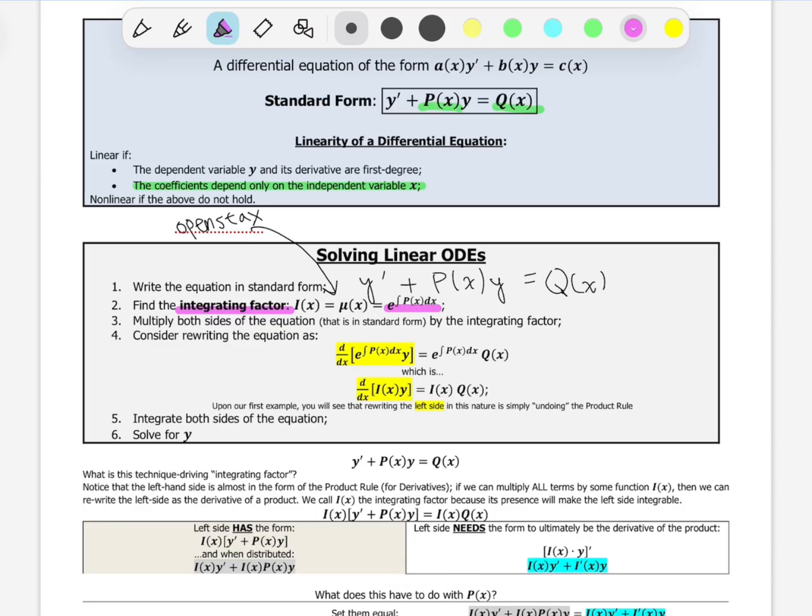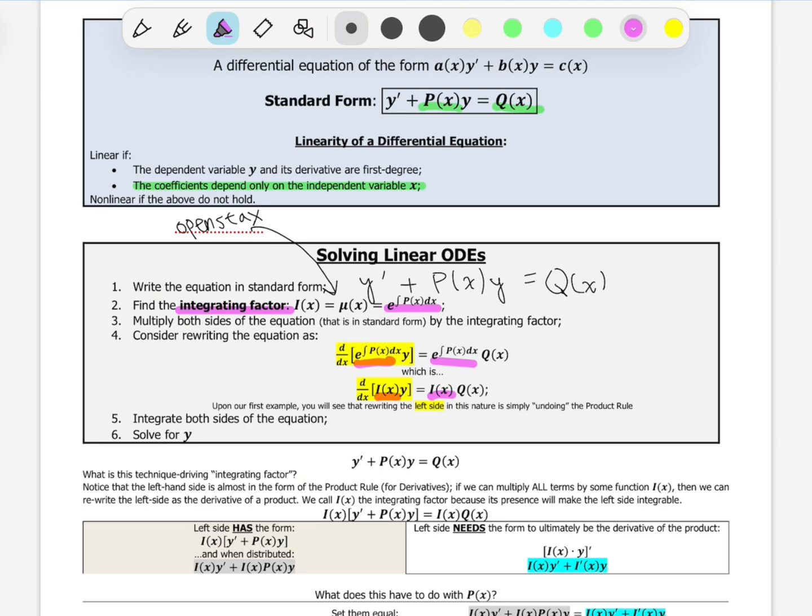Then you would multiply both the right and the left side of the equation in standard form by I of x, and consider rewriting the equation as the derivative of the integrating factor times y. The derivative of the integrating factor times y is the same as the integrating factor times q of x.